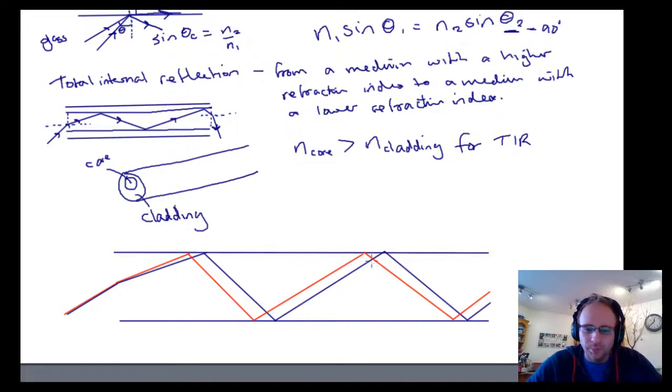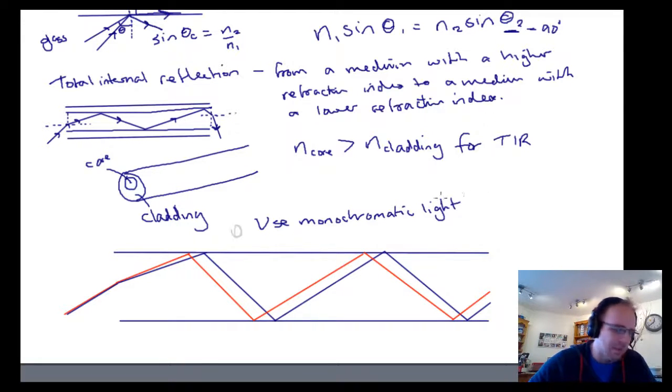So the way to get around this problem of having different path lengths for different wavelengths of light is to use monochromatic light. So that's to get around material dispersion.